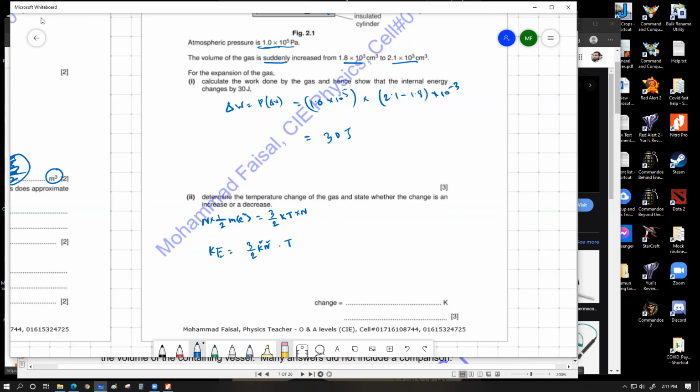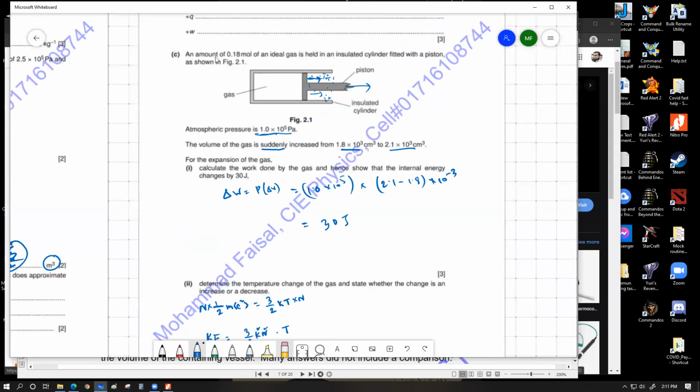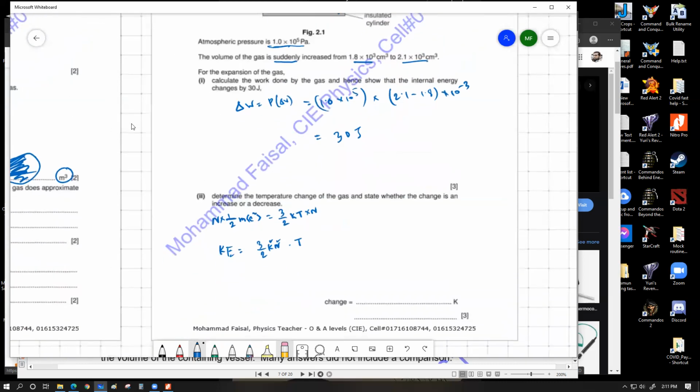Do I have the number of gas particles over here by any means? Yes, we have the amount of gas. I did not see this information. This is going to come in really handy right now. Okay, beautiful. We have this. We have everything that we need.